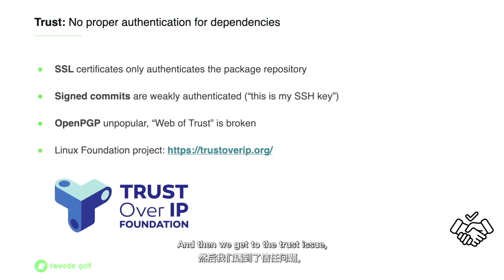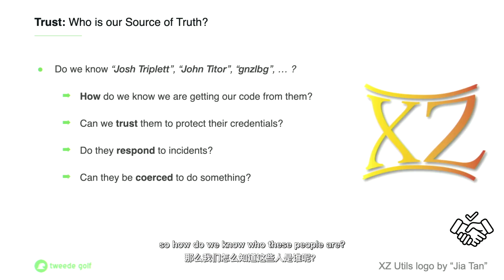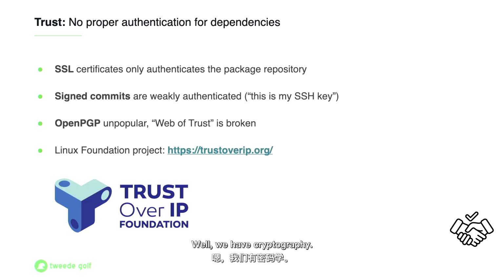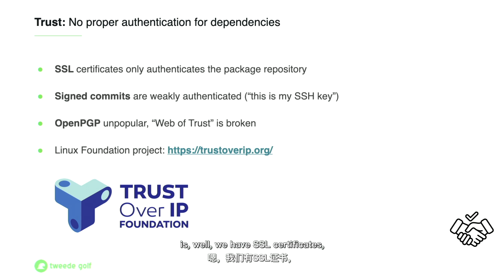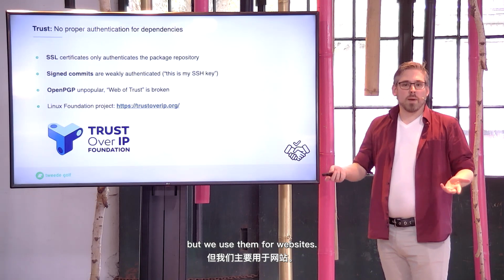And then we get to the trust issue. So how do we know who these people are? Well, we have cryptography. And for that reason, I really like the talk that was in this room this morning about Oxide's key project, which tries to address this problem, because right now the public key solutions that we have are, well, we have SSL certificates, but we use them for websites.